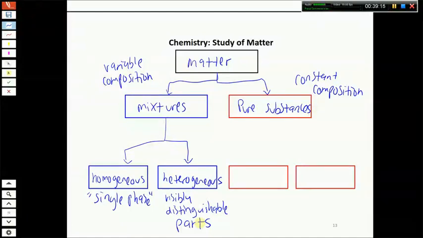But then within pure substances, and this is where we're going to begin and spend a lot of the early part of this course especially, there are two categories here as well. One is elements, and the other is compounds. So elements are substances that can't be broken down further. So they're the simplest forms of matter.